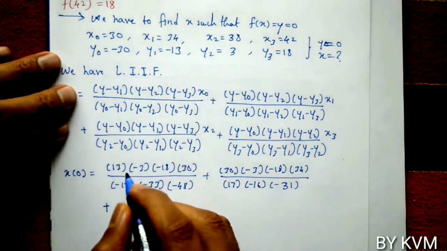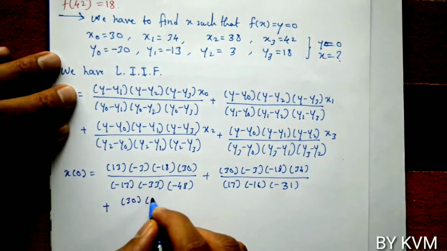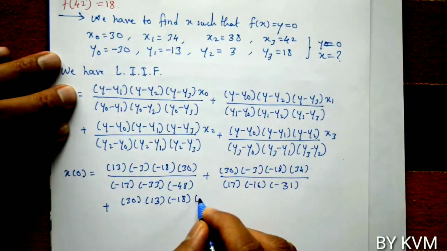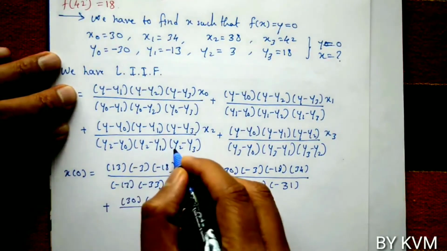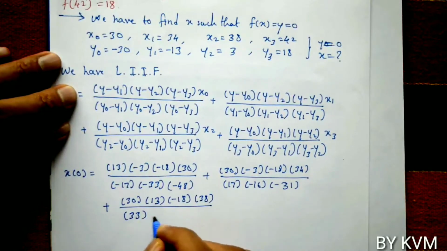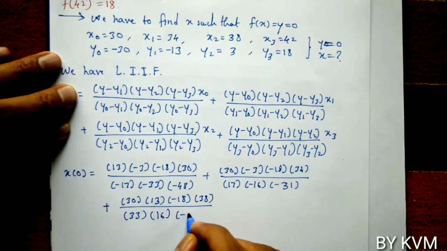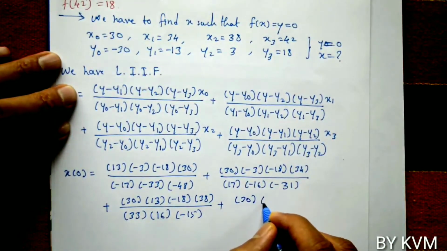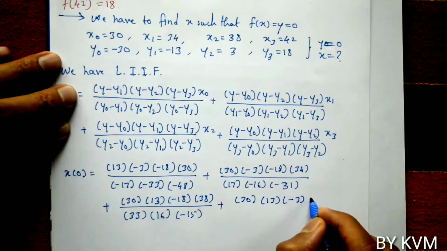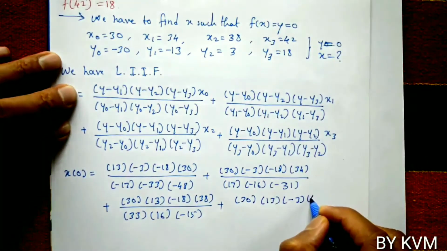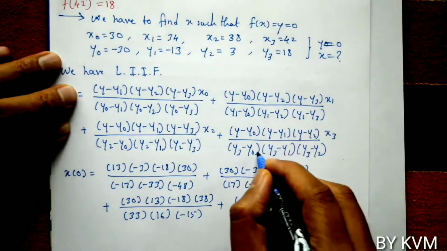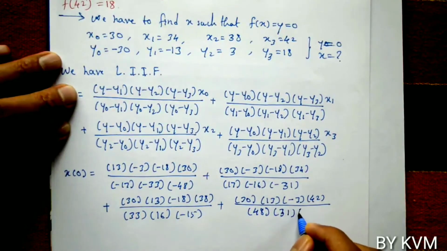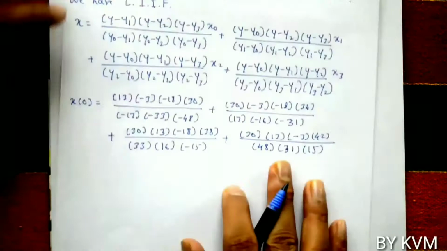Now the third term: 30 into 13 into (-18) into x2, x2 is 38, divided by y2 is 3, 33 into 16 into (-15), plus the fourth term: 30 into 13 into (-3) into x3, x3 is 42, divided by y3 value is 18, so 48 into 31 into 15.